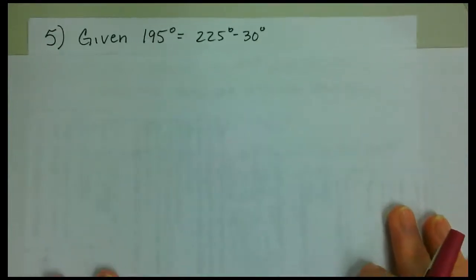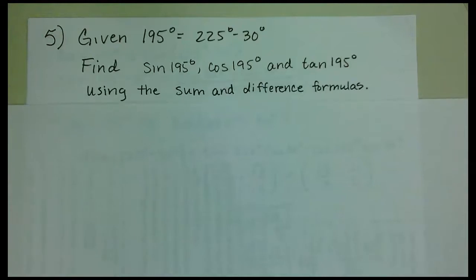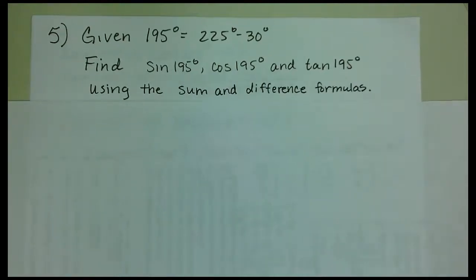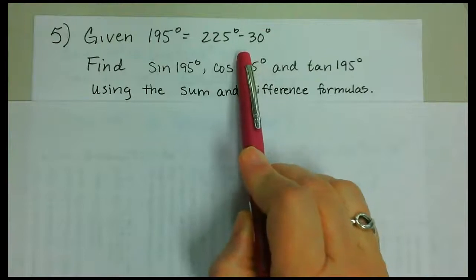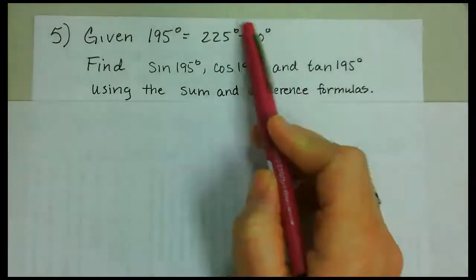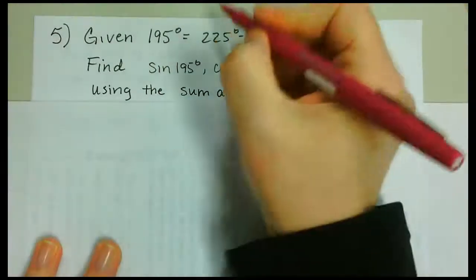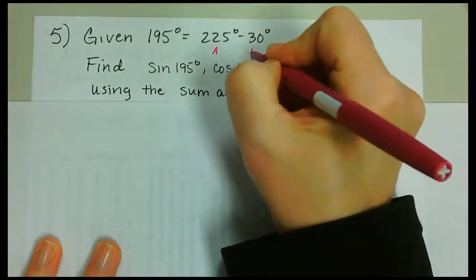Problem 5 is given 195 degrees equals 225 degrees plus, minus 30 degrees. So it's giving you the 2 units to use off your unit circle point. It wants us to find sine 195 degrees, cosine 195 degrees, and tan 195 degrees using the sum and difference formulas. So since this is a minus, then we're going to use sine A minus B, cosine A minus B, tangent A minus B. That's what this part is telling you, and it tells you which ones to use. So we're basically going to say this is our A and this is our B.